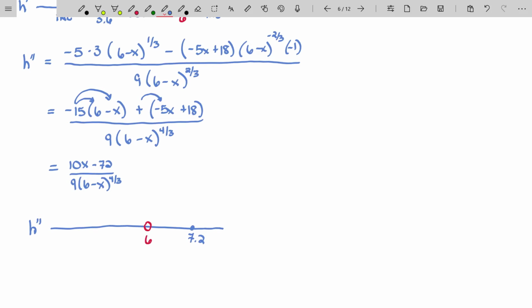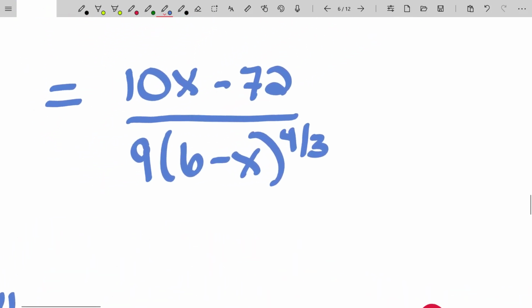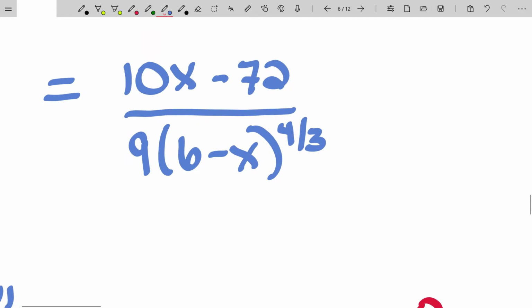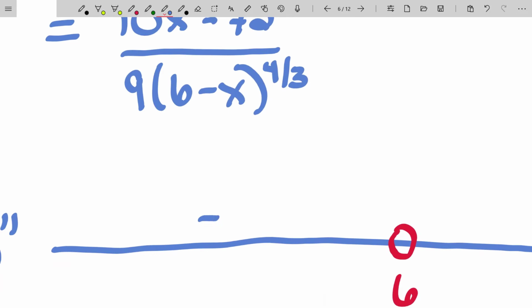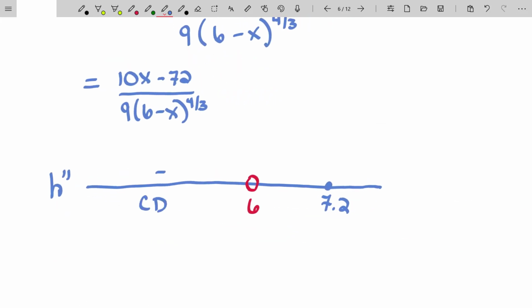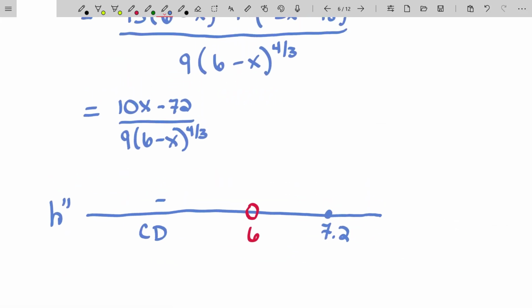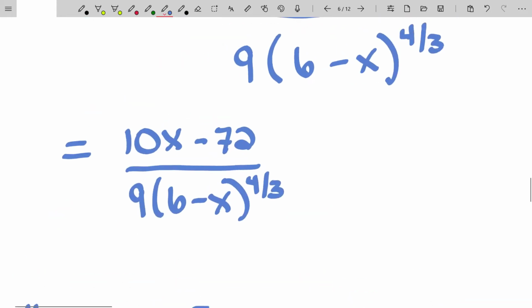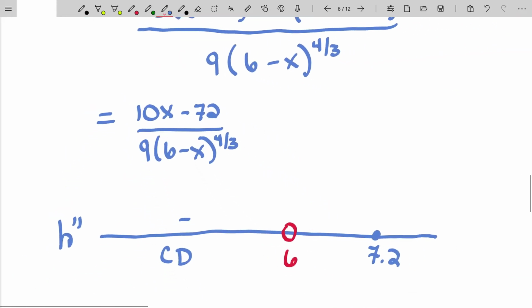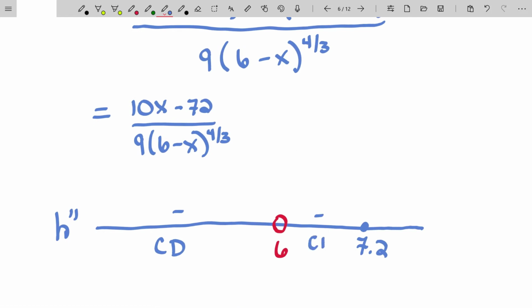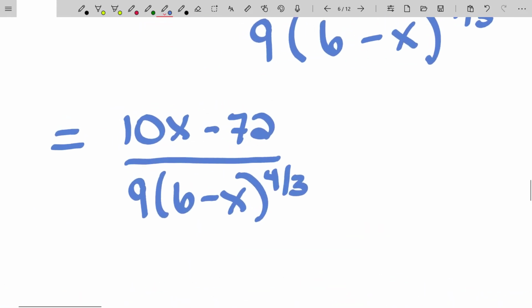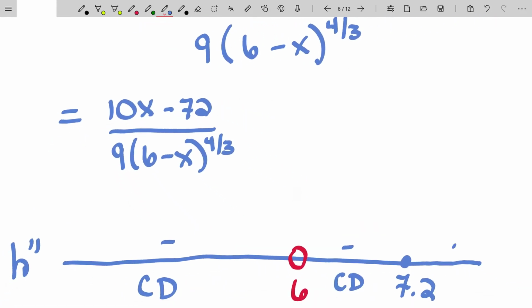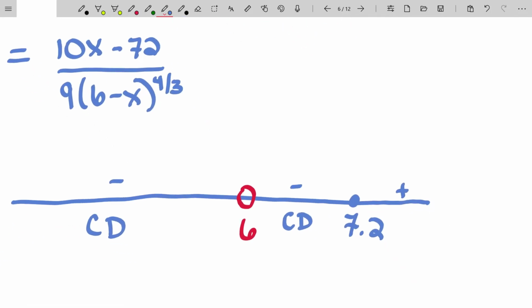Let's test the second derivative. I'll test it at 0. Remember, the denominator will always be positive, except for at 6. So all I have to really worry about is the numerator. When x is 0, it's negative. So negative, so we have concave down. If you plug in anything between 6 and 7.2, like the number 7, you get 70 minus 72, which is negative, so still concave down. And then plug in any number greater than 7.2, like 8, you'll get 80 minus 72, which is positive. Again, that denominator is always positive, except for at 6, so I don't have to worry about that.